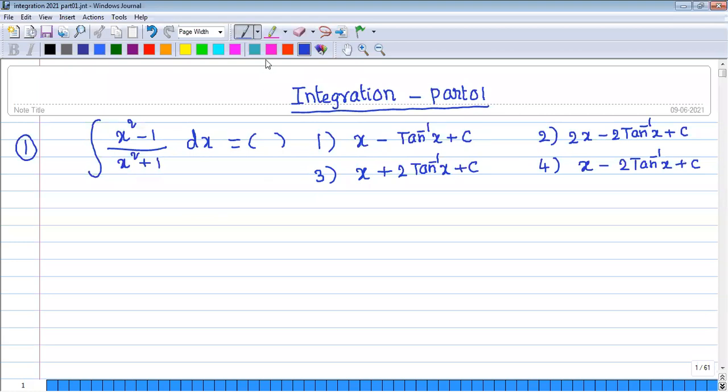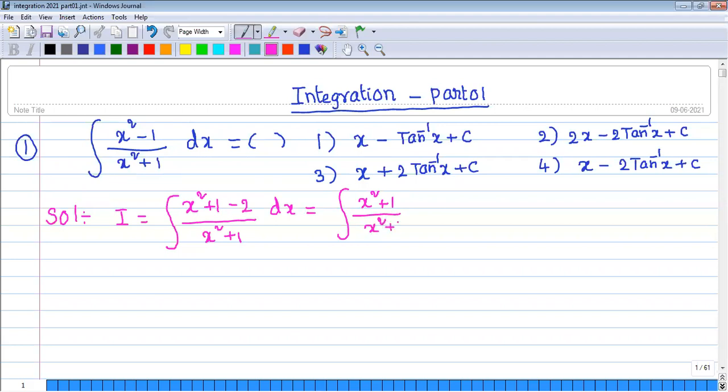Right. So let us solve this one. Say I is the integral. This x square minus 1 can be written as, for our convenience, x square plus 1 minus 2. So it makes no difference. X square minus 1 only upon x square plus 1 dx. Split it: integral x square plus 1 upon x square plus 1 minus 2 upon x square plus 1 dx.